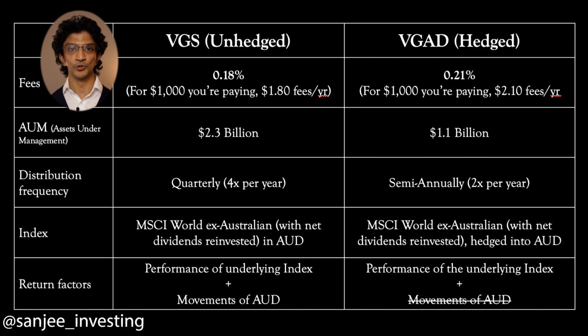So bringing it back to the table of comparison, you can see that little thing at the bottom, which was around the return factors, or what actually impacts the returns. With VGS, you're looking at both the variation in the underlying companies in the index, plus the movements of the currency. How does the Australian dollar go up and down against, say, the US dollar and some of the European currencies? Whereas with VGAD, what Vanguard has done is basically cancelled out the impact of that. The underlying performance of VGAD is only impacted by the companies within the actual index rather than the movements of the currency.